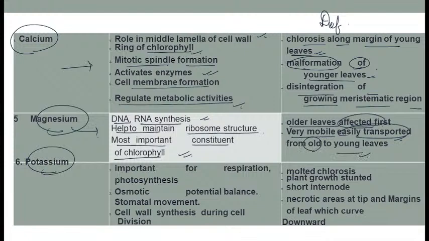Then you have potassium, important for respiration and photosynthesis, for osmotic potential balance, for stomatal movement, and cell wall synthesis during cell division. Okay, so if there occurs deficiency of potassium, it can lead to mottled chlorosis, plant growth gets stunted, there occur short internodes, and necrotic areas at the tip and the margin of the leaf which curves downward.